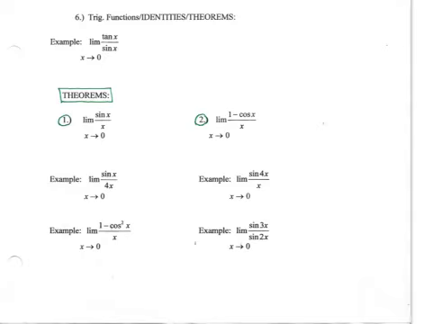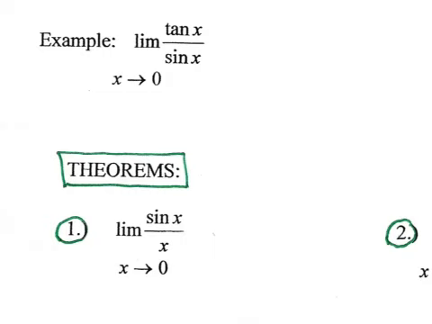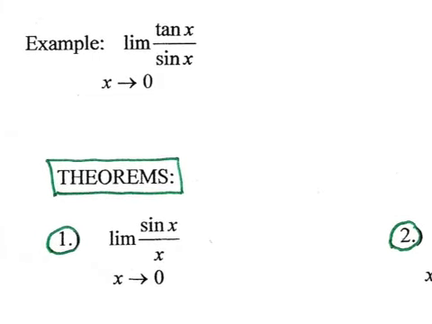So if we take a look at the first example, finding the limit as x approaches 0 of tan x over sine x, we cannot plug in 0 the way that this is written because the sine of 0 equals 0. So we would get a 0 in the denominator.